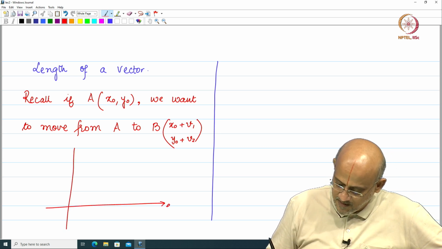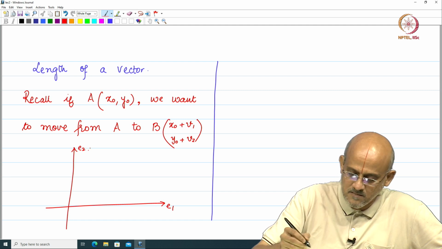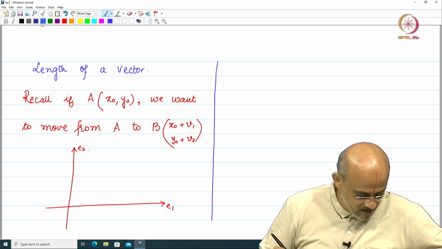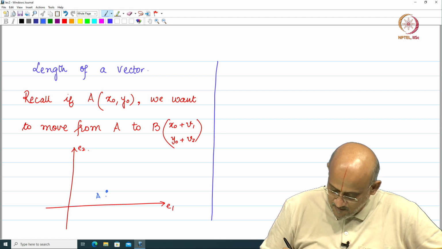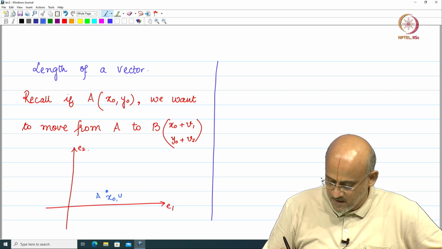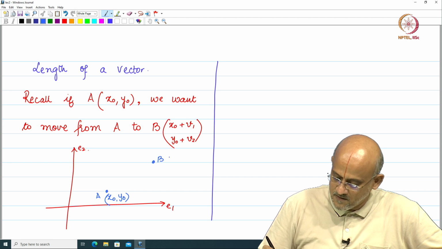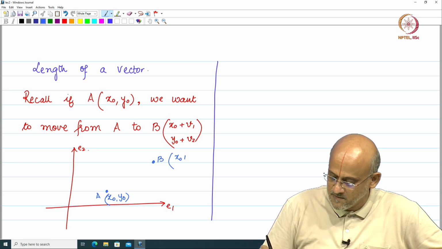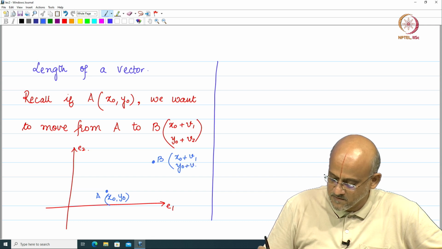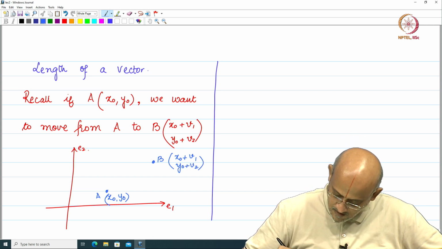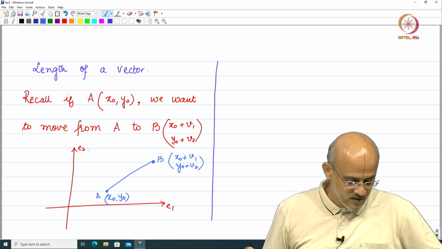Let us say I have my E 1 axis, I have my E 2 axis. I basically have this point A, which is given by x naught, y naught, and I have this point B, which is given by x naught plus v 1, y naught plus v 2, and this is the distance that we have travelled. So, what are we trying to look at?